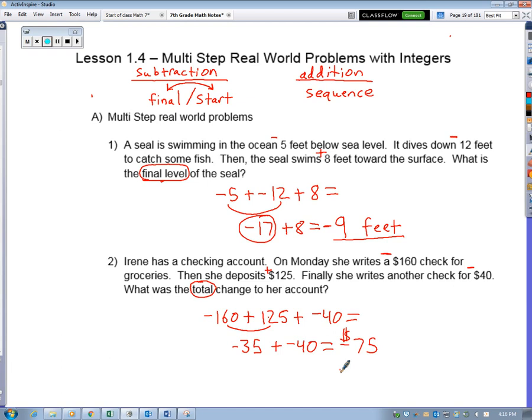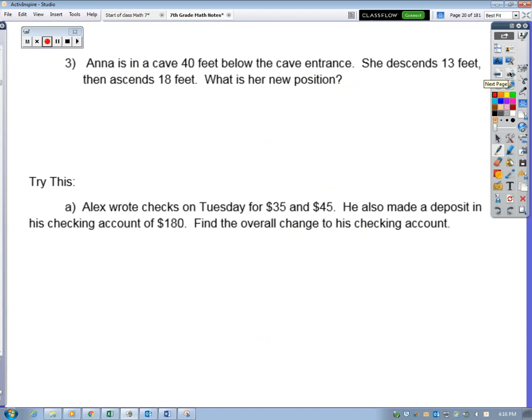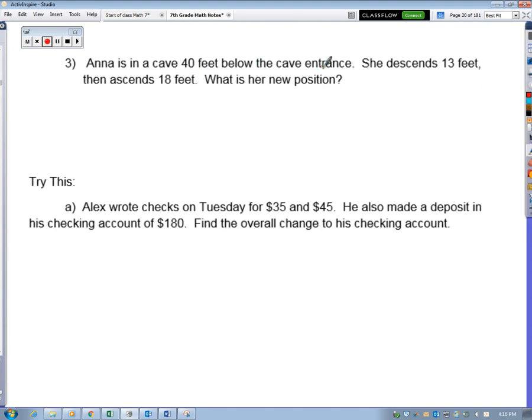Let's take a look at problem number 3. We'll work out another example. All right, here we go. This time we have Anna in a cave. She is 40 feet below the cave entrance. Okay. Now this is going to be another sequence of events because we have a few different things happening that we're going to find out.